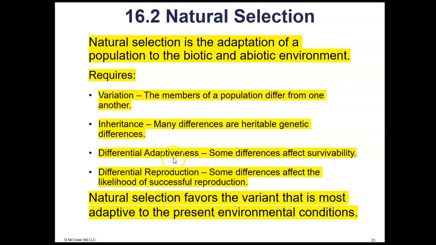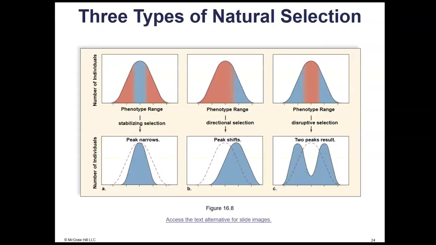You have to have differential adaptiveness. Some differences, some mutations will affect survivability. Some mutations are going to make it more likely that the organism survives, and some will make it less likely that the organism survives. Then we have differential reproduction, which means that some differences affect the likelihood of successful reproduction. Natural selection favors the variant that is most adaptive to the present environmental conditions. So you've got to have variations, and you've got to have some that are better for survival and reproduction and some that are worse.